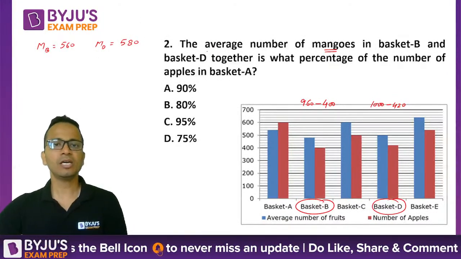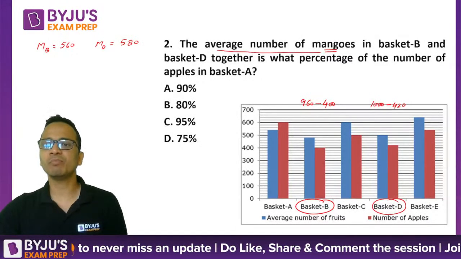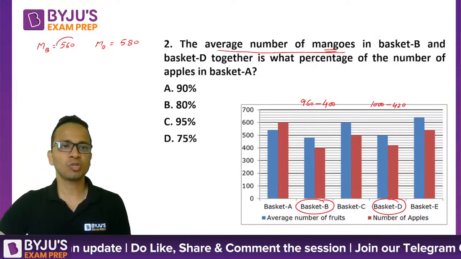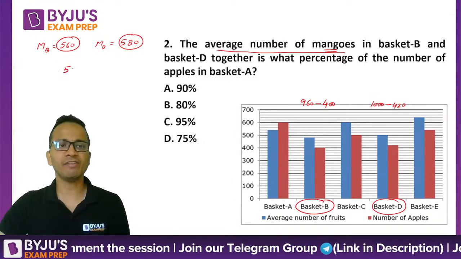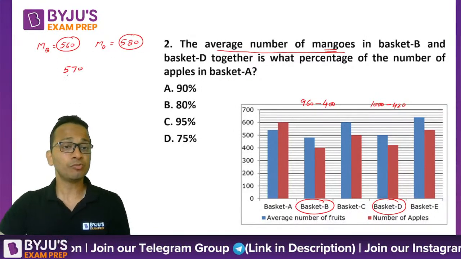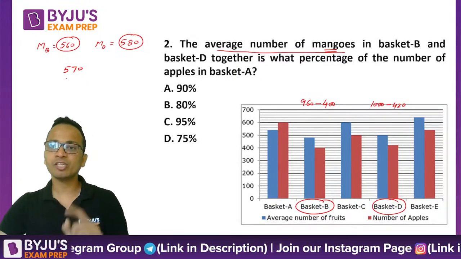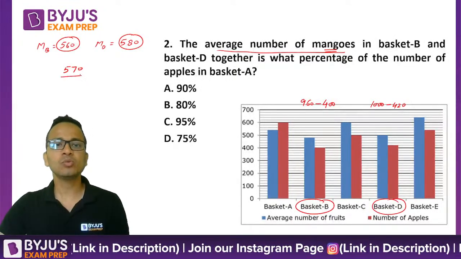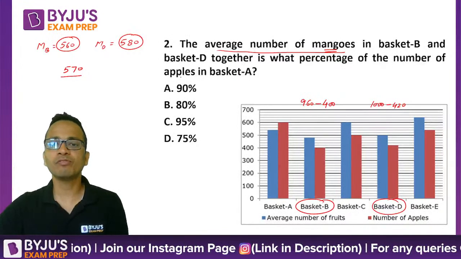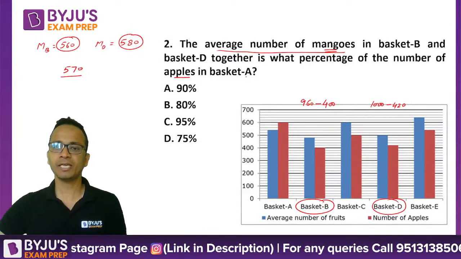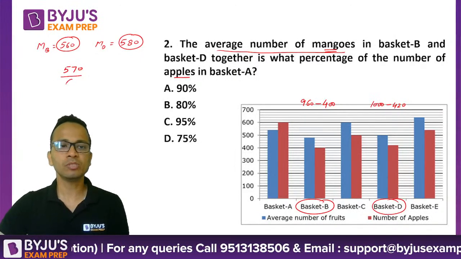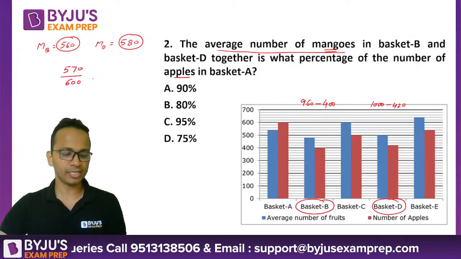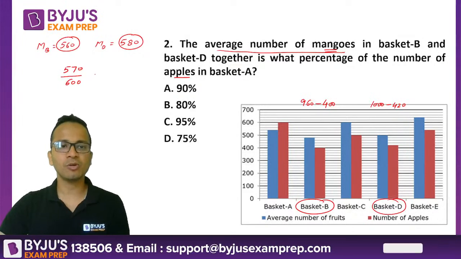Now they are asking about the average number of mangoes in these two baskets. So अब इन दोनों numbers का average कितना हो जाएगा? इन दोनों numbers का average हो जाएगा 570. So 570, which is the average of these two numbers, is what percentage of number of apples in basket A? Basket A में apples कितने हैं? It is equal to 600. All right. So this is what you have to calculate.